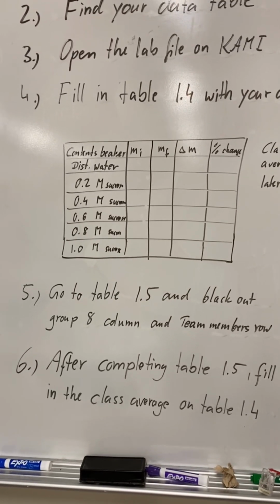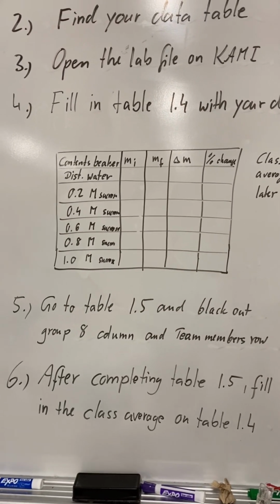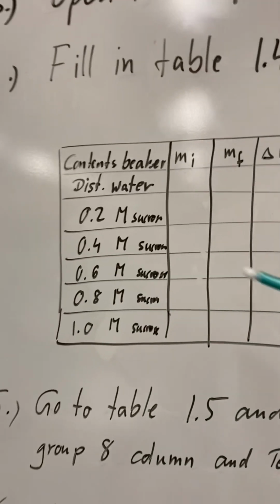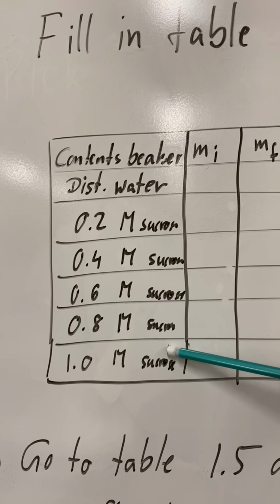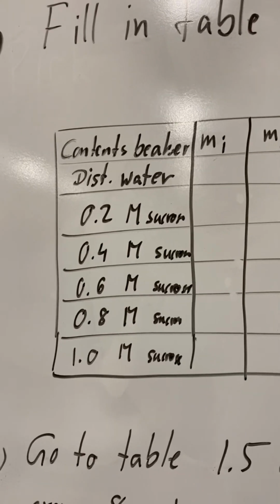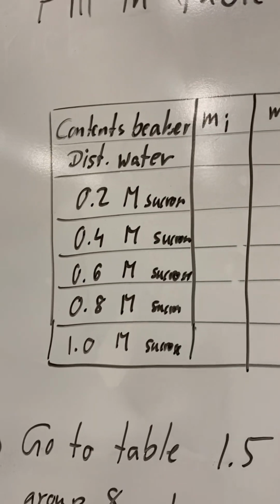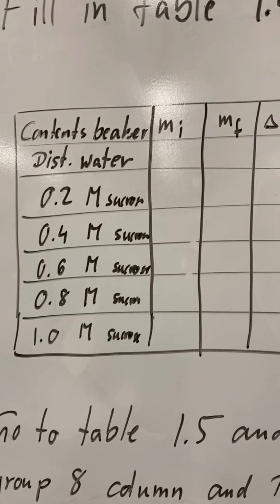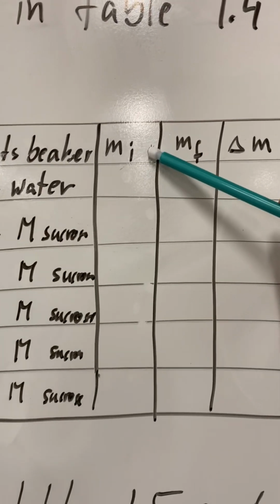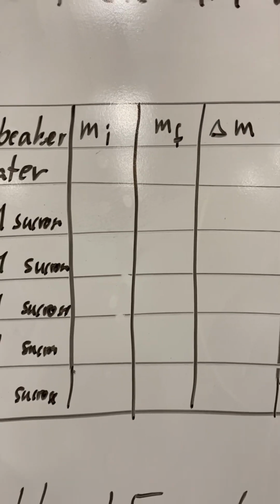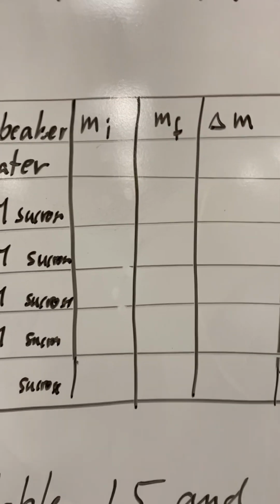You will scroll down to get to data table 1.4. Please note that this table starts with distilled water on the top and then goes to 1 molar sucrose on the bottom. Your table may be set up the exact opposite way, so please make sure that you get the numbers correct for the initial mass and the final mass. In grams, you don't have to write grams here, just the numbers.